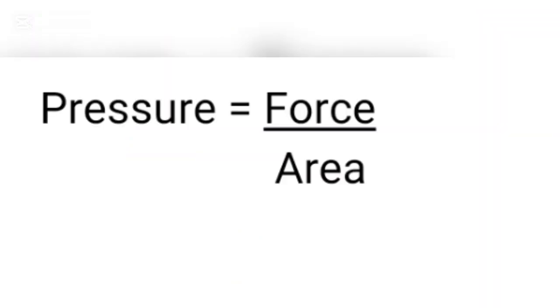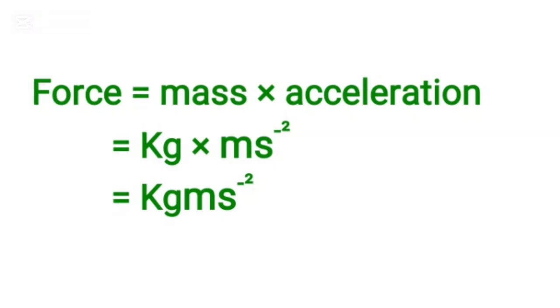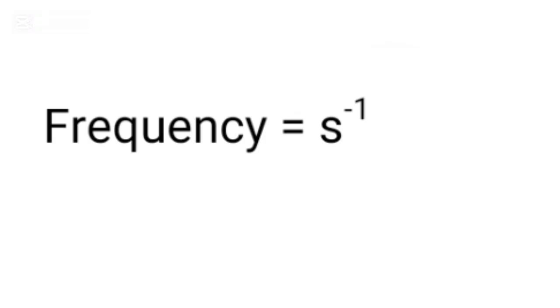For pressure, the formula for pressure is force divided by area. I will leave that for you to conclude. Then force is equal to mass times acceleration. Mass is measured in kilogram. Acceleration is measured in meter per second square. For frequency, the unit of frequency is per second.